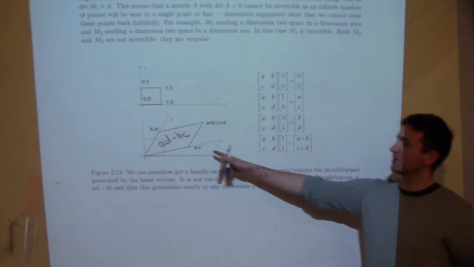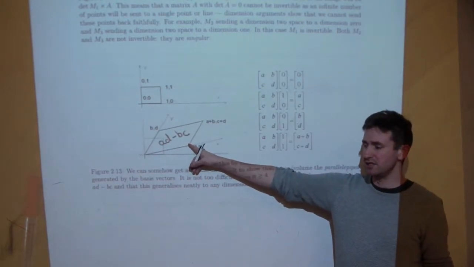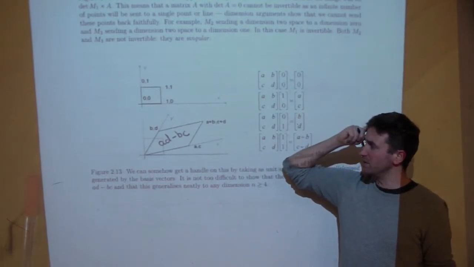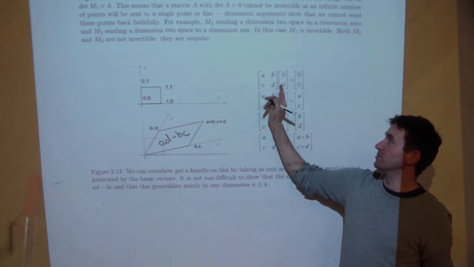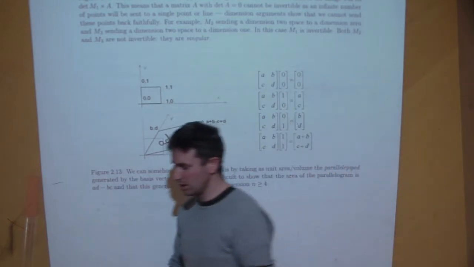So this is just showing, now we won't show that the area of this is AD minus BC, but you can do it. And that means that the determinant of this, the scale factor, is AD minus BC, so the determinant of one of these is AD minus BC.